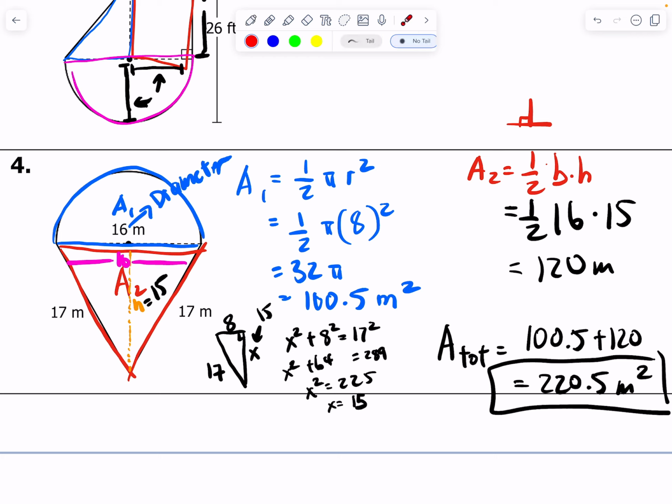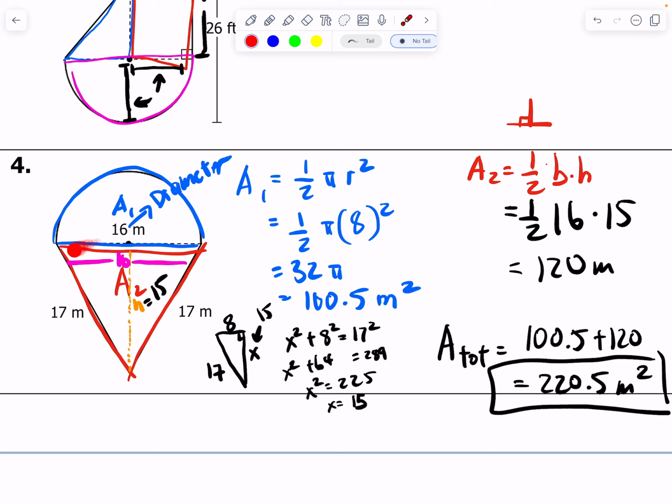I'm just going to walk us through it real quick one more time. So half circle, that means it's a diameter, so I use the half formula. 16 is written in the middle, so that means that's not my r. My r is half of 16, so this is 8. Right here, use the formula.